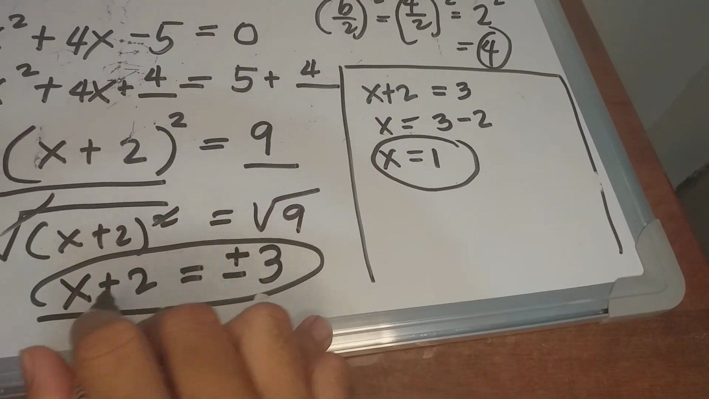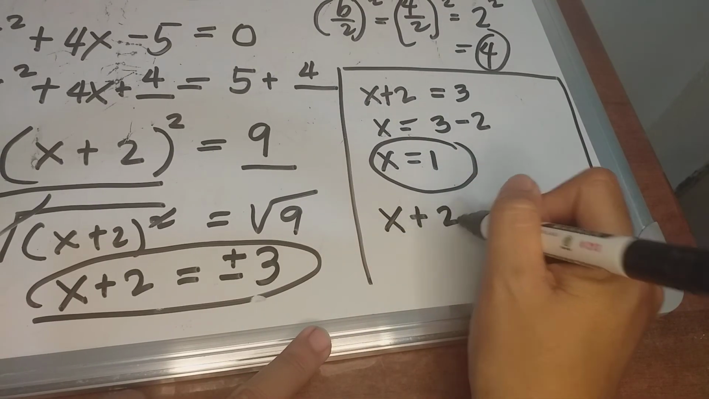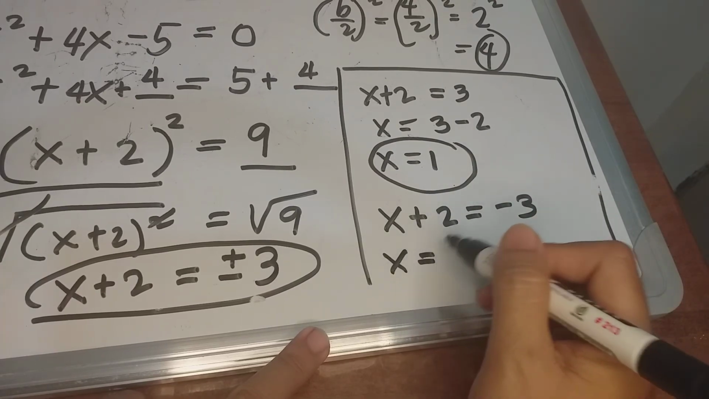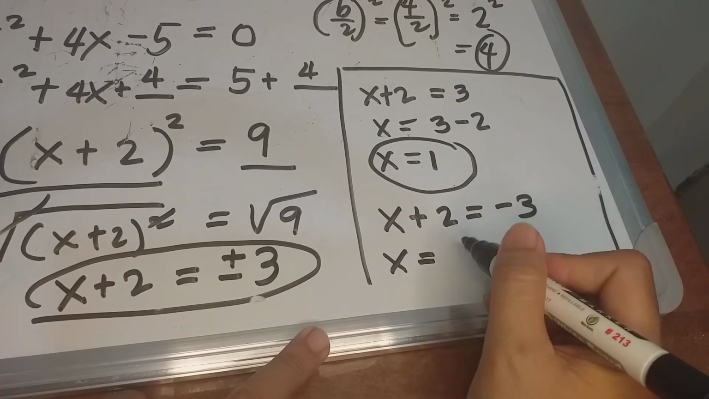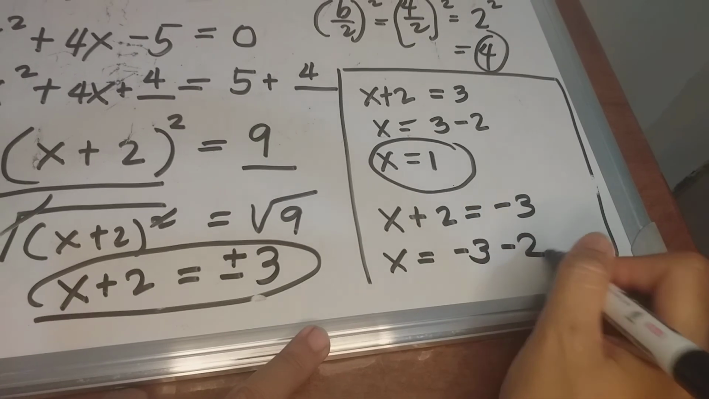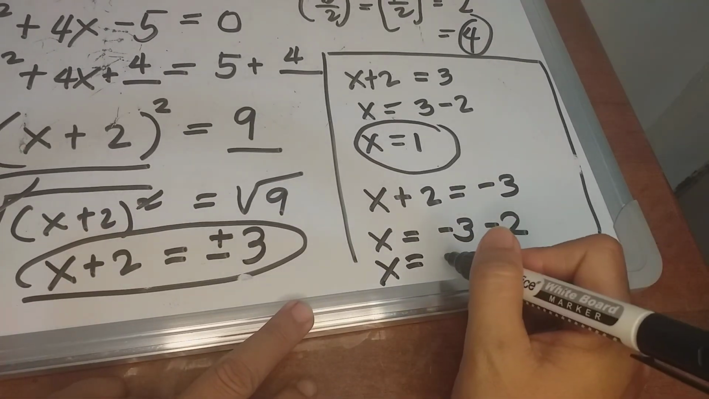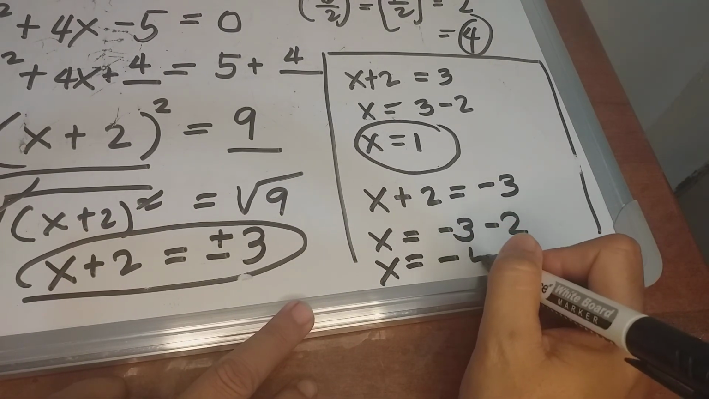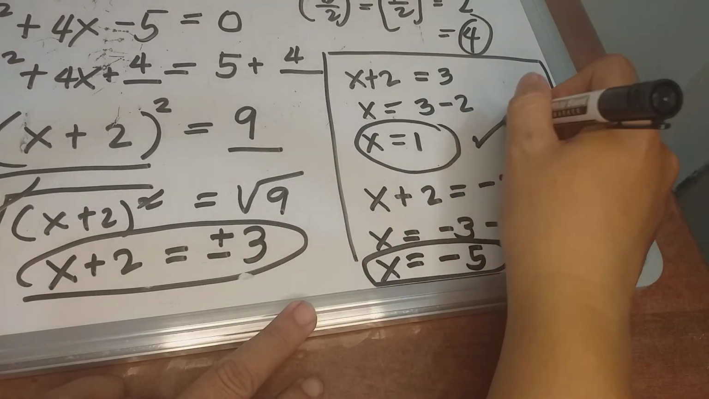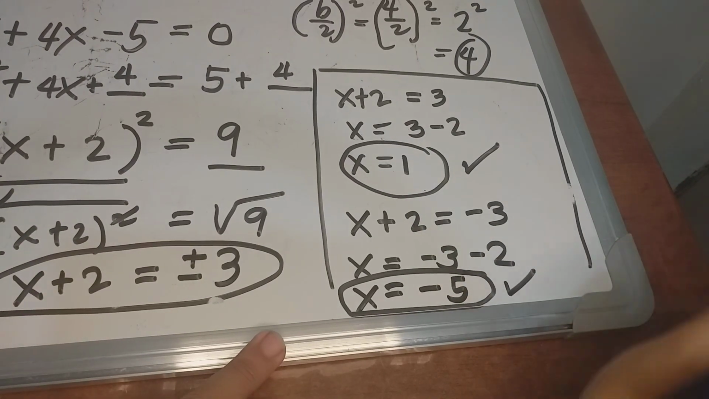Next, the same lang ang gagamitin natin. So, x plus 2 is equal to negative 3, and x is equal to, lipat nyo ulit sa kanan yung 2, negative 3, magiging negative 2 yon. So, x is equal to negative 3 plus negative 2 is negative 5. Yan ang ating solution, dalawa: x is 1 and x is negative 5. Okay, that's all.